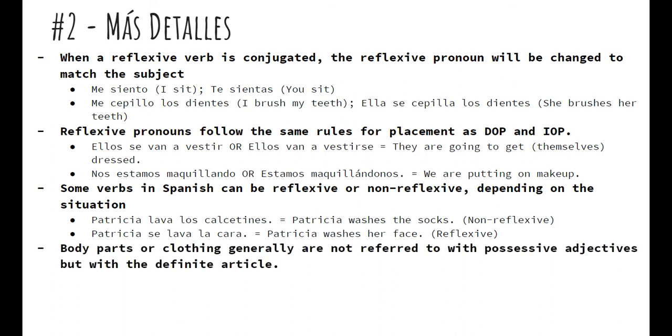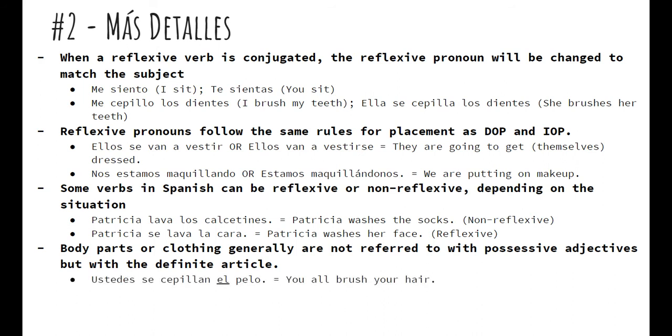Now, maybe you've noticed I've not been using possessive adjectives. So body parts or clothing generally are not referred to with possessive adjectives, but with the definite article when using reflexive verbs. They see it as kind of obvious, because if you're not doing it to yourself or to himself or herself, it's not going to be reflexive. So the fact that it's reflexive will tell you who the owner would be of those things.